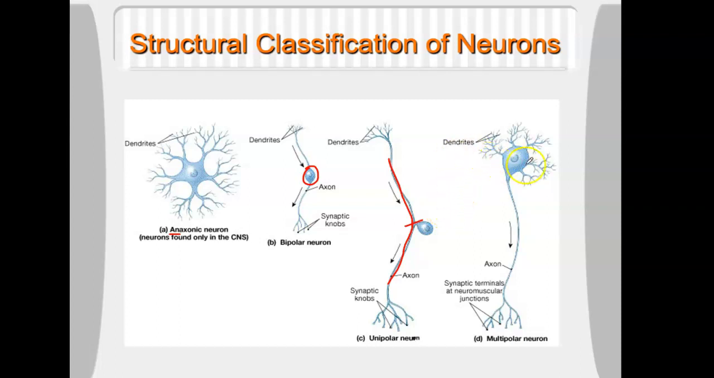This is a multipolar neuron, and this is the one that we think of most commonly with its dendrites and one axon. And then these are synaptic terminals, which means that's where it's going to connect to the next cell. And that next cell we're going to call the postsynaptic cell. And then that would be called a multipolar neuron, okay, instead of a unipolar neuron.